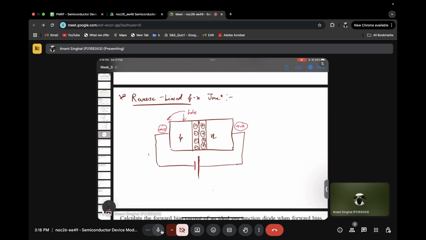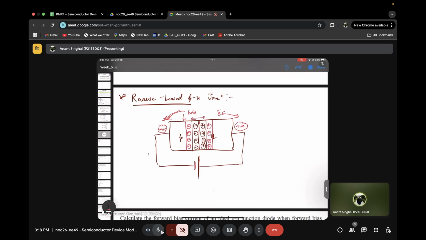Yeah, so the holes will be getting attracted towards the negative bias, due to which the junction towards the P side will increase. Similarly, for N type, the majority carriers are electrons, and we have applied a positive bias, so they will also feel a force towards this positive charge, and the depletion or the barrier towards the N side will increase.